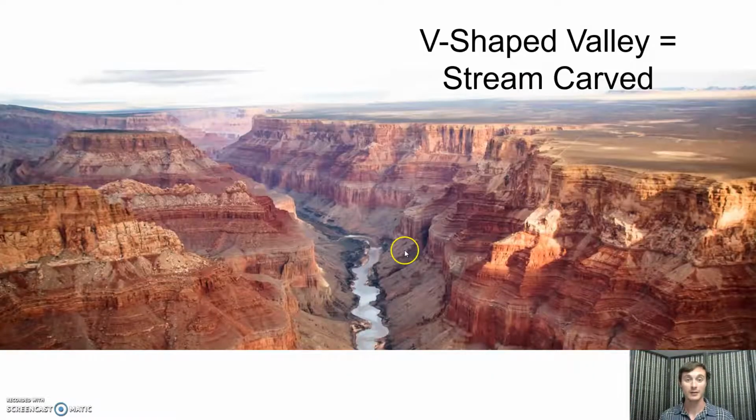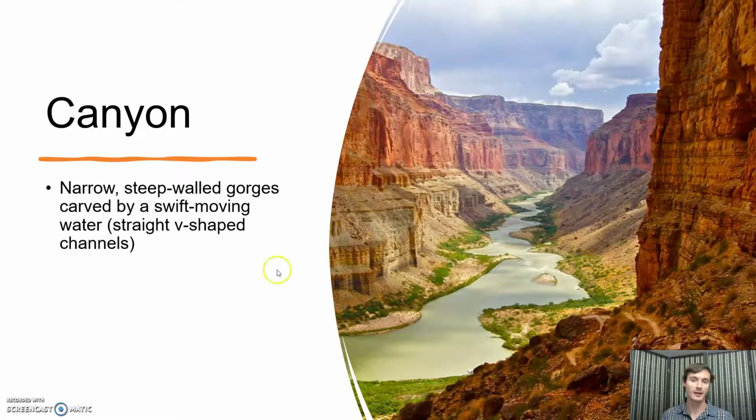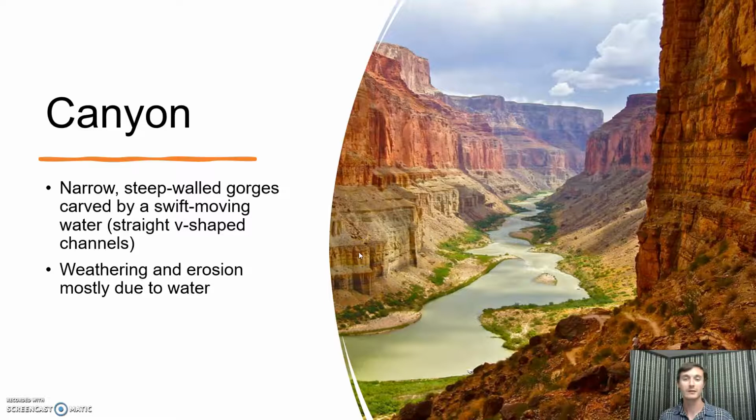Our next example is going to be something like this. It should look familiar, right? We have this V-shaped valley carved out by a stream, and this is going to be called a canyon, like with the Grand Canyon. So it's a narrow, steep-walled gorge, a hole in the ground, carved by swift-moving water like a river, and so it tends to be V-shaped. Here, the weathering is mostly due to water.